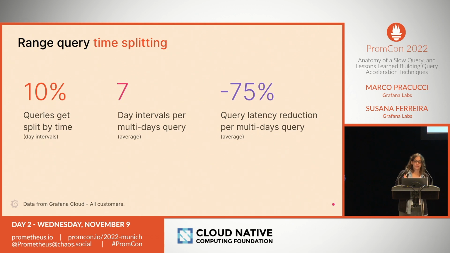Some benchmarking results that we see in Grafana Cloud are that around 10% of our range queries get split by time. Of these multi-day range queries, we see that on average the time range interval is 7 days. And we also observe a query latency reduction of 75% on multi-day range queries.